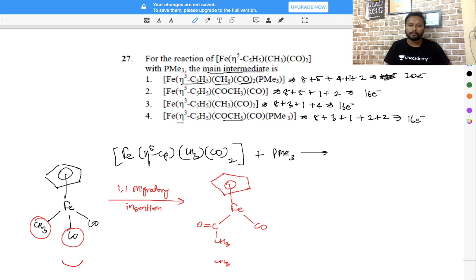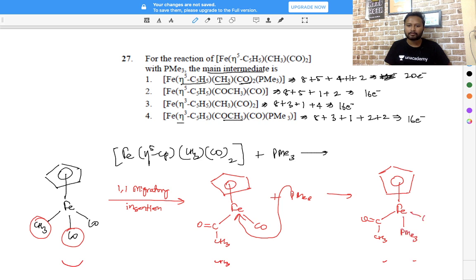Okay, and you are treating it with PMe3. So what this PMe3 will do is come and bind to this particular site, making this particular thing like this. So in the next step what you will get is eta 5 Cp Fe, and then this will be CO, CH3, and then you will have PMe3, and then you will have CO. So this will be the product. Okay, this will be your product. So what is the intermediate over here? The intermediate is this one.